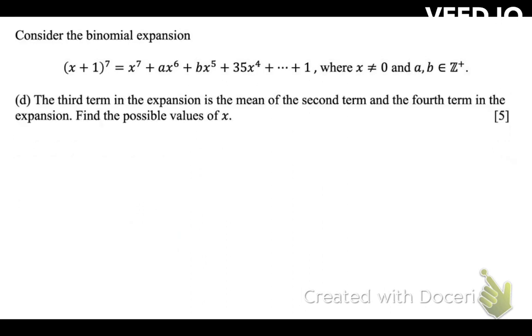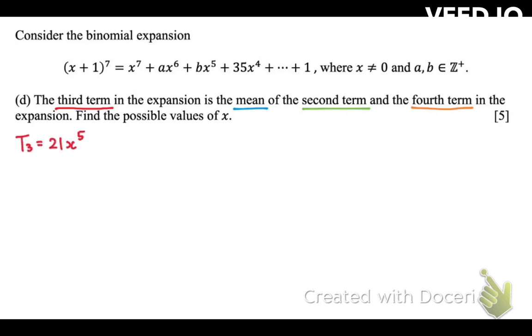The final question in this set: the third term in the expansion is the mean of the second term and the fourth term in the expansion. Find the possible values of x. Okay, there's a lot going on in this question. Let's break it down. We have the third term, we have mean, second term, and fourth term. So let's go ahead and list out all of these things.